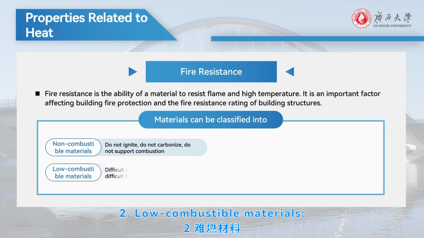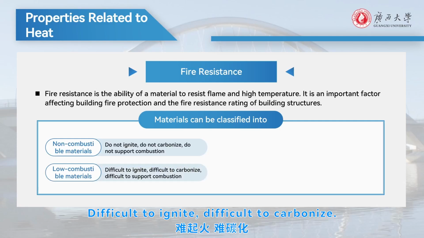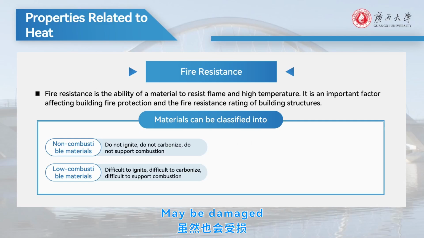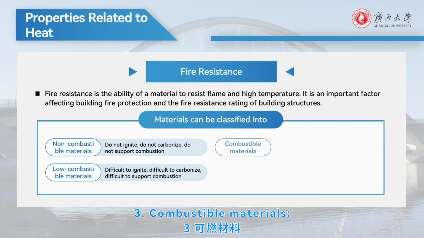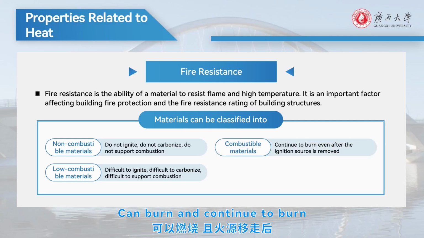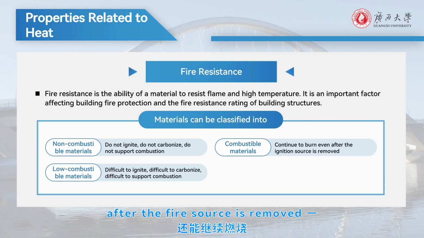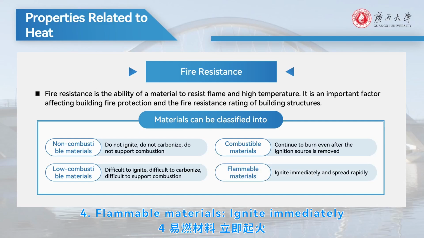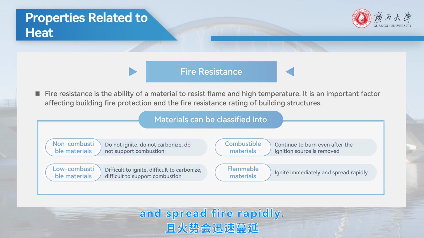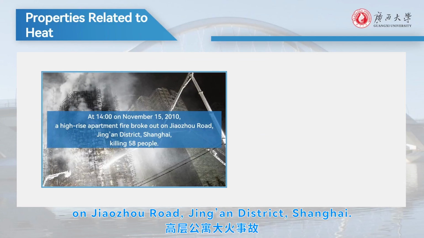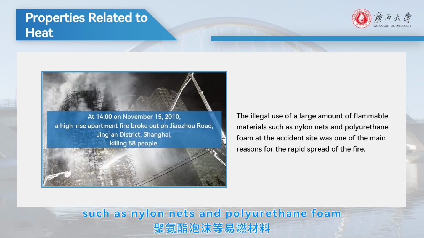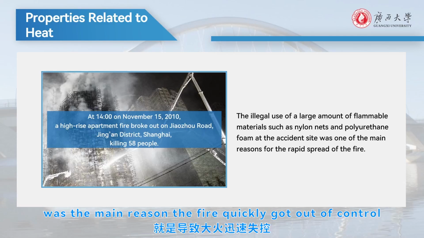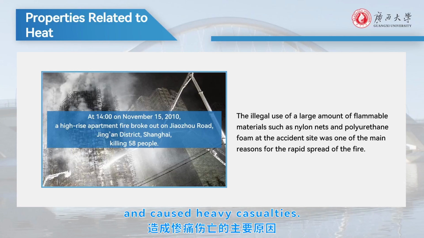2. Low combustible materials. Difficult to ignite, difficult to carbonize. May be damaged but very hard to burn, for example, fire retardant treated wood. 3. Combustible materials. Can burn and continue to burn after the fire source is removed, for example, ordinary wood. 4. Flammable materials. Ignite immediately and spread fire rapidly. You may remember the high-rise apartment fire on Jiaozhou Road, Jing'an District, Shanghai. The illegal use of flammable materials such as nylon nets and polyurethane foam was the main reason the fire quickly got out of control and caused heavy casualties.